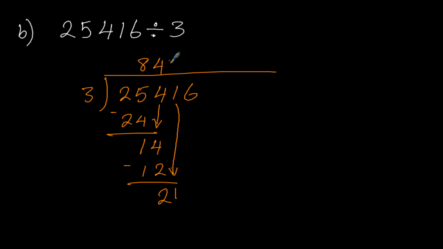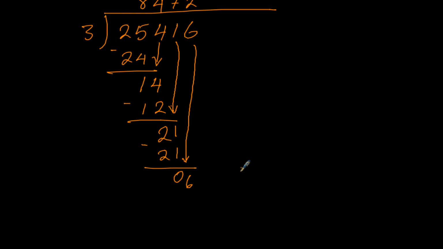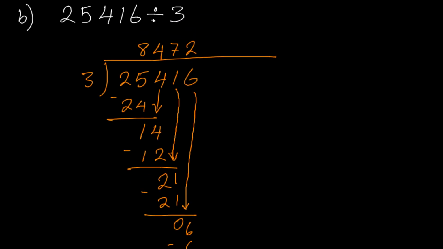21 divided by 3, we get a 7. 7 times 3, we get 21. So when I subtract that, I get a 0. And I bring my remaining 6 down there. So 6 divided by 3, we get a 2. And when I multiply 2 by 3, I get 6, and when I subtract, I get 0.